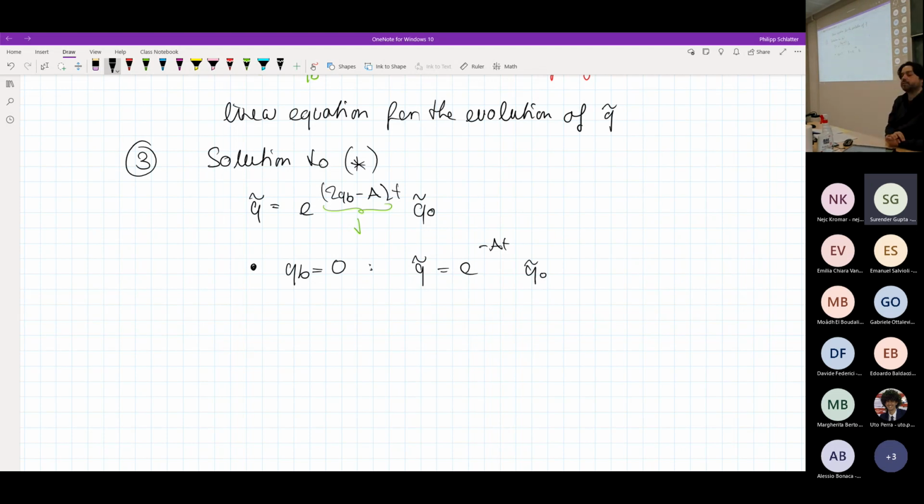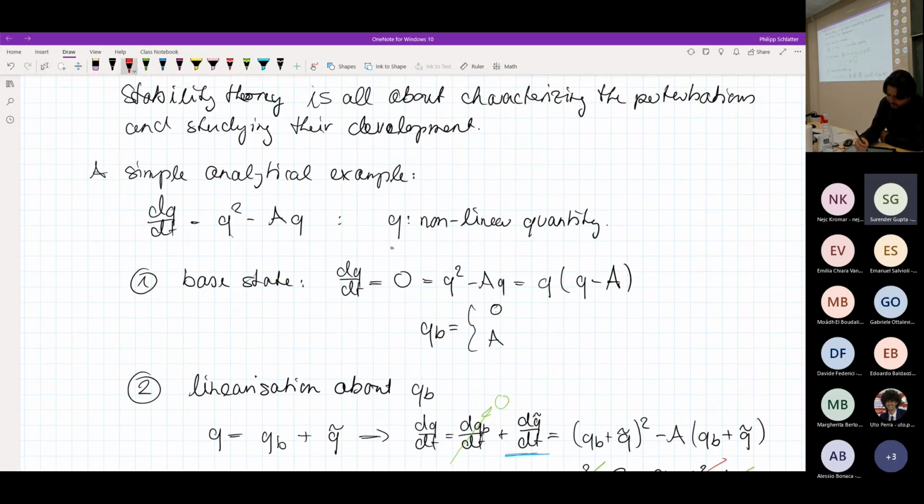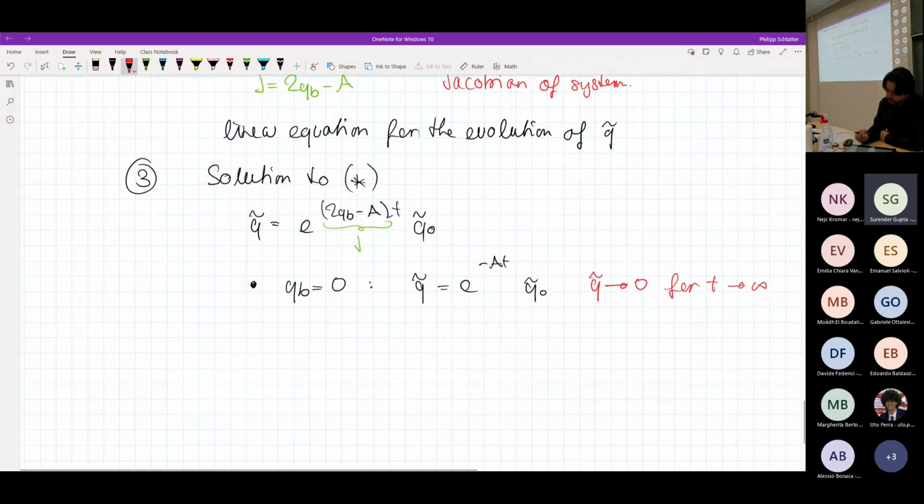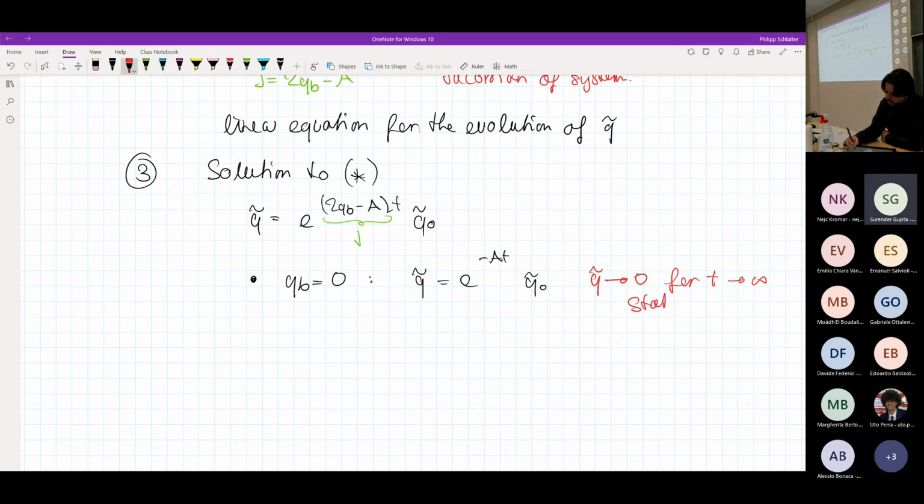If A is positive, then this corresponds to a stable situation, because my perturbation would decay as a function of time. So this would mean that Q tilde goes to 0 for t going to infinity. Actually, I haven't stated here, but let's write down that A is larger than 0. So that means this would be a stable fixed point, or a stable equilibrium point, at QB being 0.